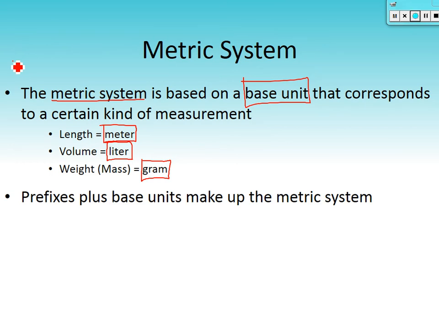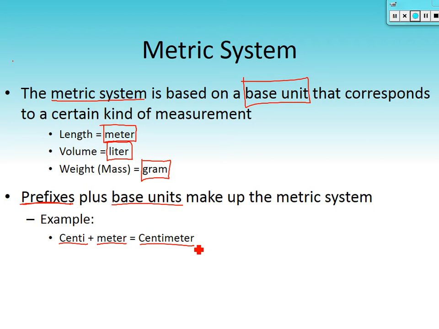The metric system also has what we call prefixes. Prefixes mean it comes before the word. So prefixes plus base units make up the metric system. We've got these prefixes which come before the word, then we've got the base units. That's what's going to make up the metric system. For example, centi comes before, so it's a prefix. So centi, and then our base unit here is the meter. If we combine those two, it makes up the centimeter.